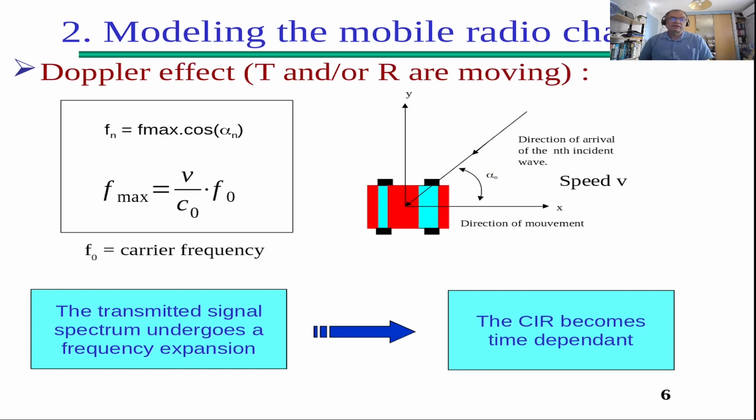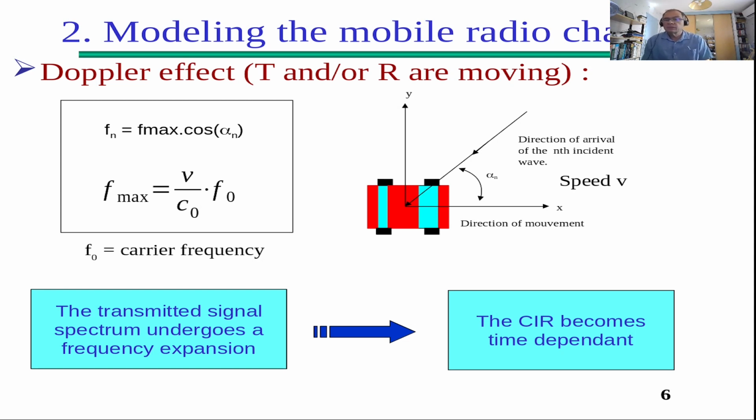The second effect is when the transmitter or the receiver are moving. Here you can see a car which is moving from the left to the right with a speed v. What happens is simply that the transmitted signal spectrum undergoes a frequency expansion. This frequency expansion gives you the max Doppler frequency represented by this equation. It's simply the speed of your mobile divided by the speed of light and multiplied by the carrier frequency.